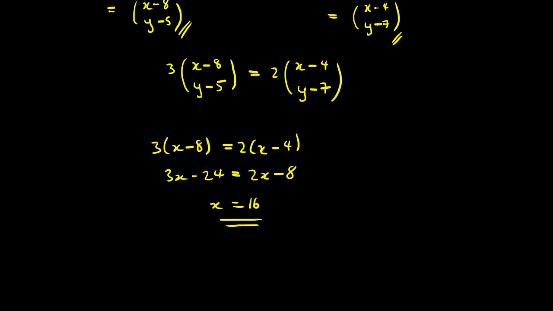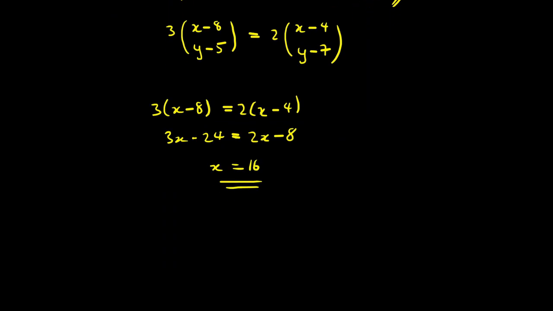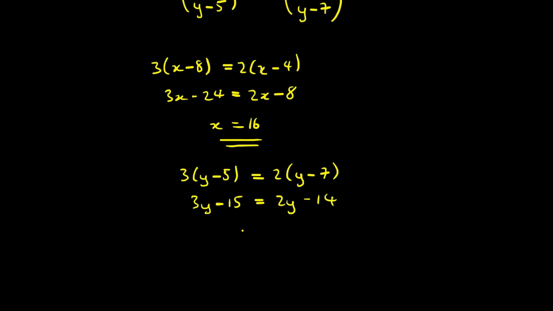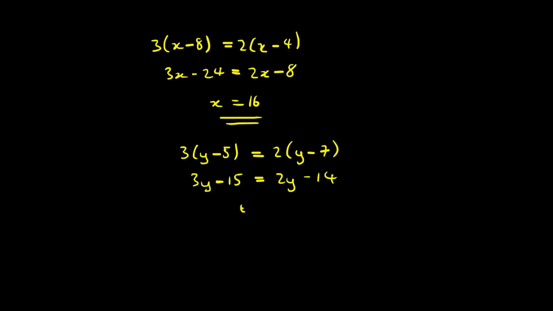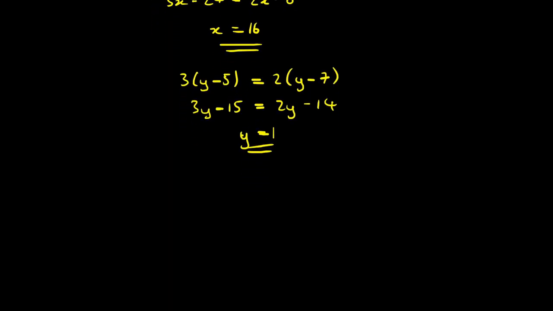Okay, and we can do exactly the same thing for the y. We've got 3 bracket y minus 5 is equal to 2 bracket y minus 7. So 3y minus 15 is equal to 2y minus 14. So therefore y is going to be equal to 1. Okay, and that means therefore that the vector OR is (16, 1). So OR is equal to (16, 1).